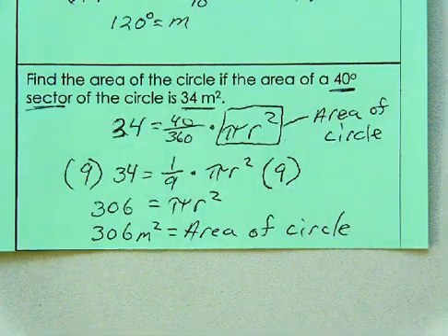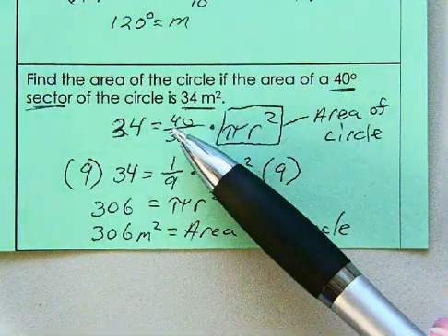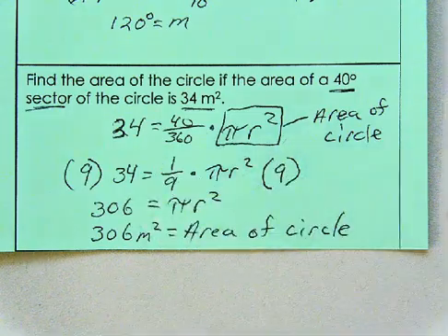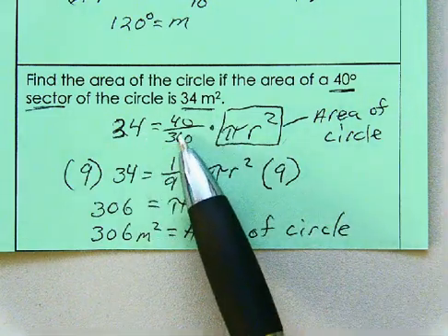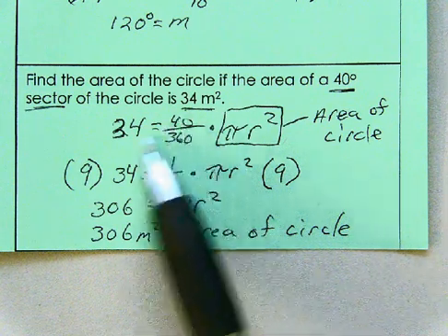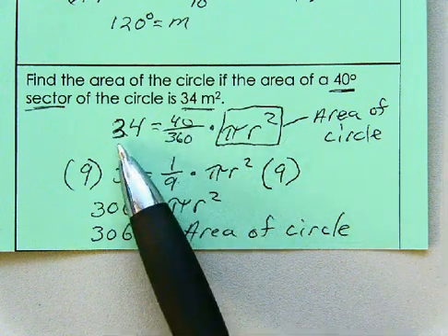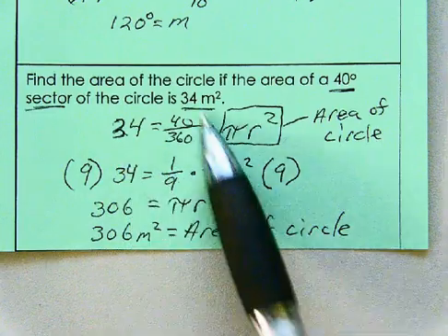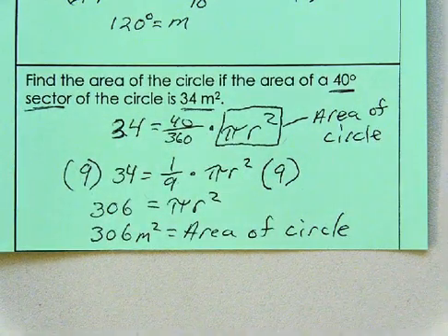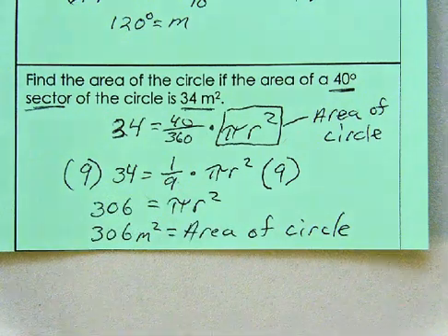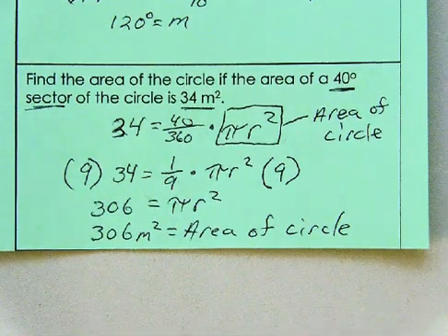Another way you can think about this is we said the sector is a fractional part of the whole. So if a fractional part, 1/9 of the circle, is 34, we know it takes 9 pieces to make the whole circle, so then we would know, again, that we just need to multiply by 9. It gives us the exact same thing that we had in our formula here.